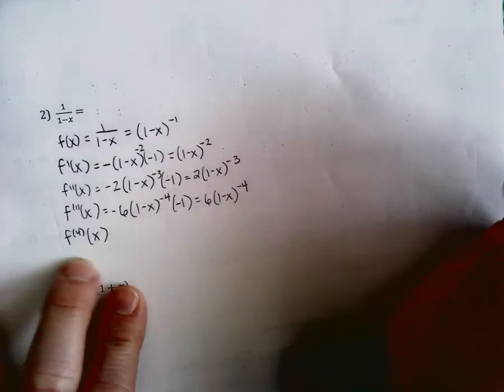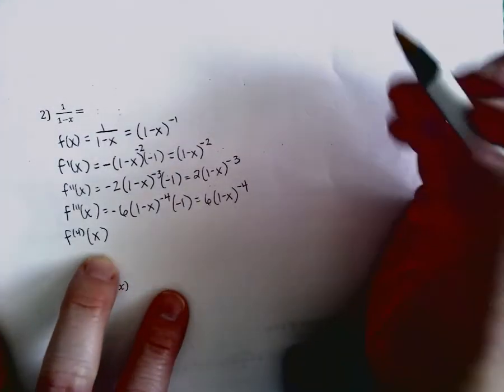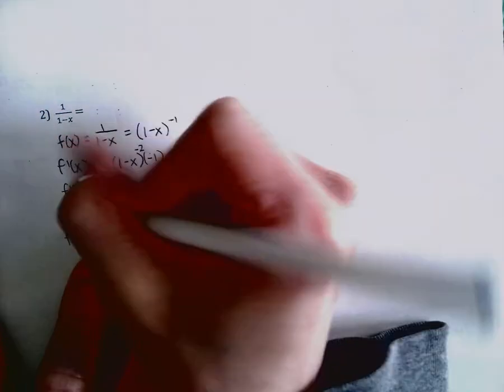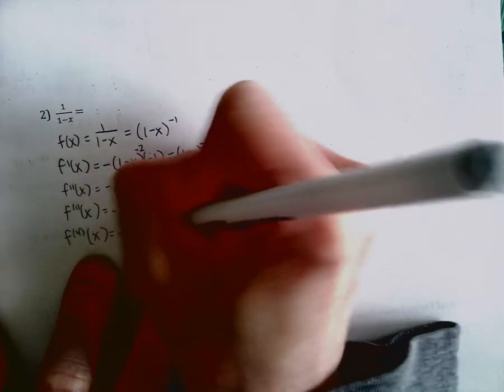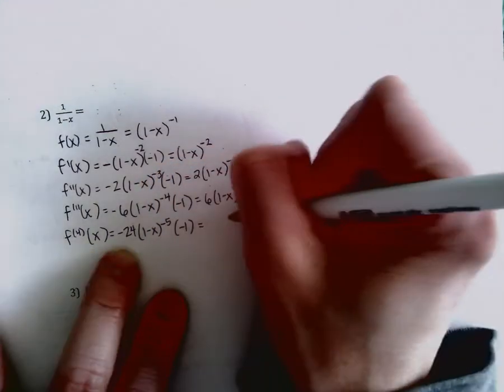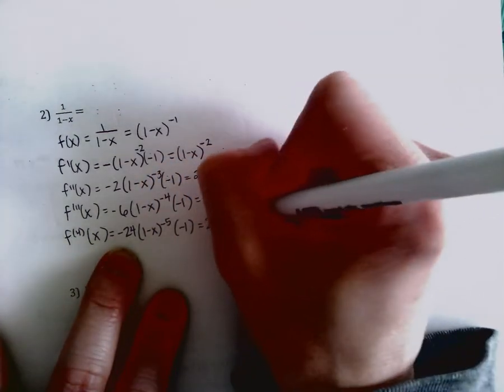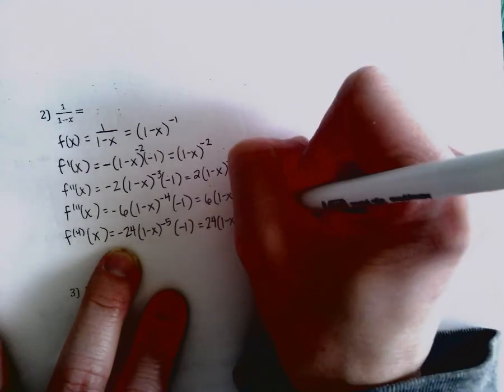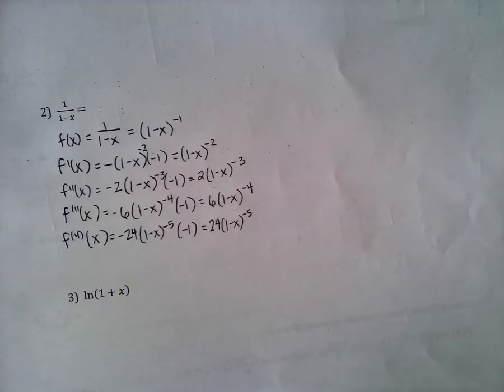Last time, fourth derivative. So I'm going to go to 4 derivatives each time. So negative 4 times 6 is negative 24 times 1 minus x to the negative 5th times negative 1 again for the chain rule. So we get positive 24 times 1 minus x to the negative 5th. Okay, so there are my first 4 derivatives.